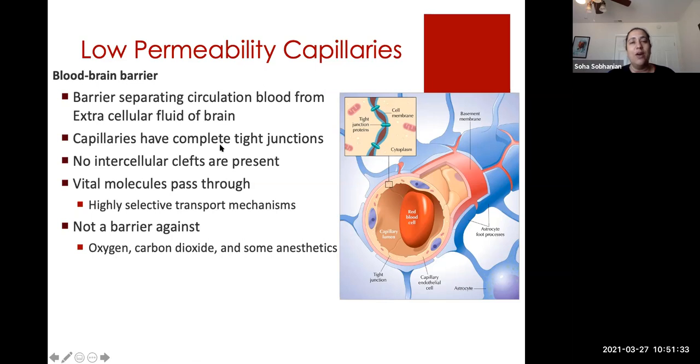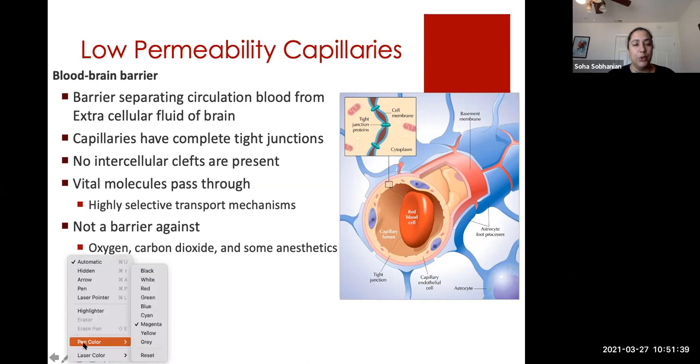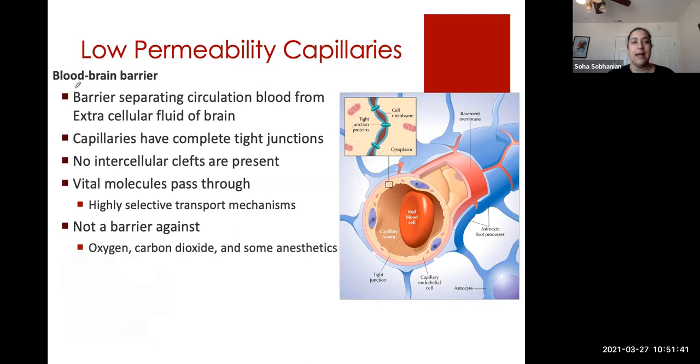You don't need to know what they are made up of, tight junctions, etc. The only part that you do really need to know is that the blood-brain barrier is present, but this barrier does not protect against oxygen, carbon dioxide, and some of the anesthetics. Which basically means if you have oxygen in your blood vessels, it's going to go to the brain. If the brain has carbon dioxide, that's going to get picked up. If you're getting medication to knock you out, it's going to go to your brain tissue and knock you out.